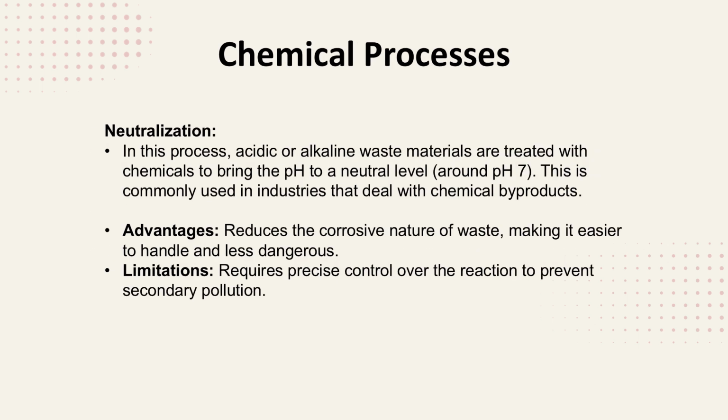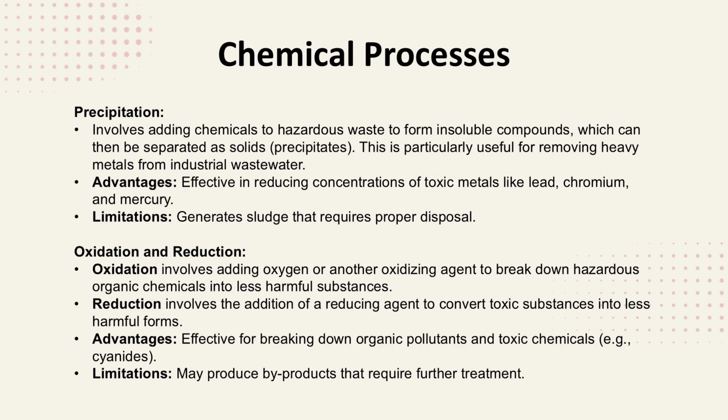Chemical processes include neutralization. In this process, acidic or alkaline wastes are treated with chemicals to bring the pH to neutral. This is commonly used in industries that deal with chemical byproducts, making waste easier to handle and less dangerous. Precipitation. Chemicals are added to waste to form insoluble compounds, which can then be separated as solids. This is particularly effective for removing heavy metals like lead, chromium, and mercury from industrial wastewater, but it generates sludge that must be properly disposed of.